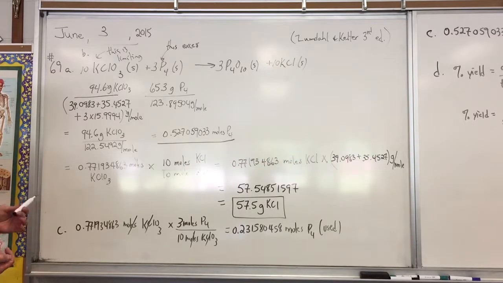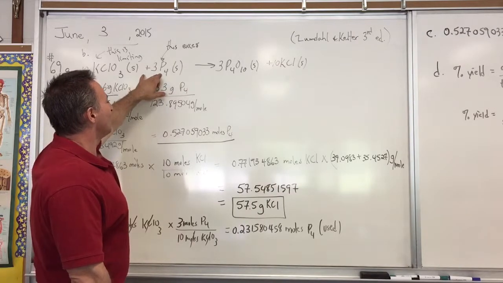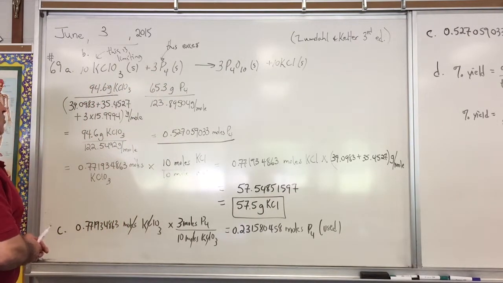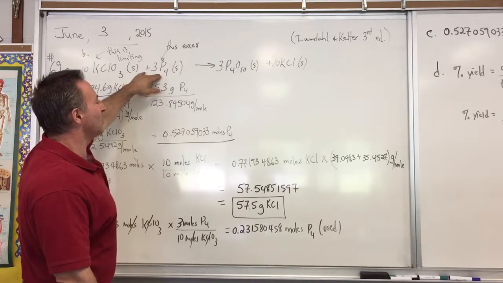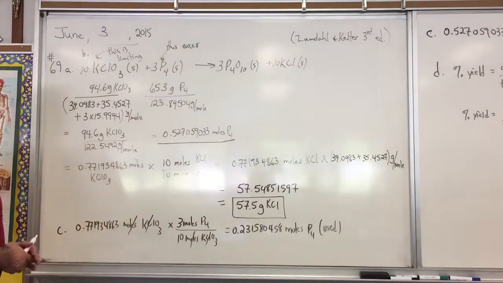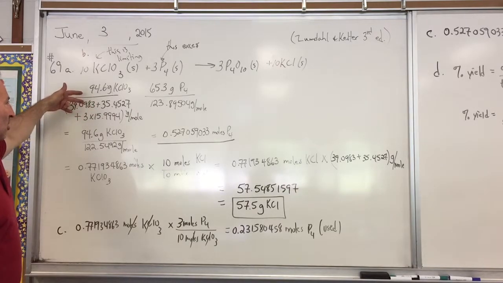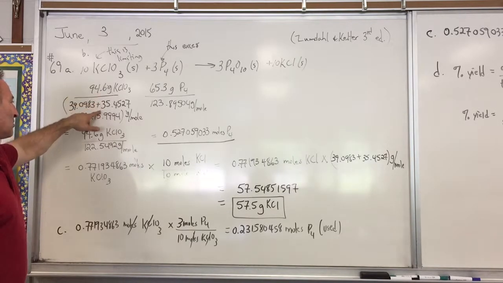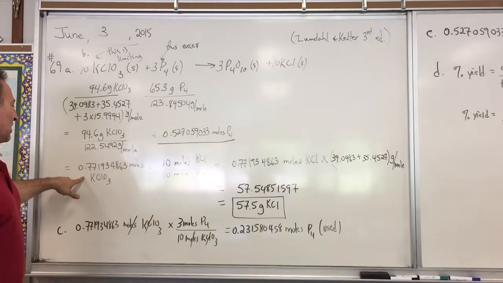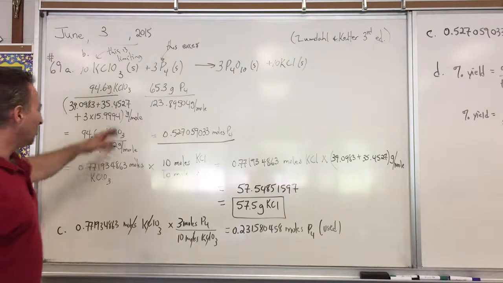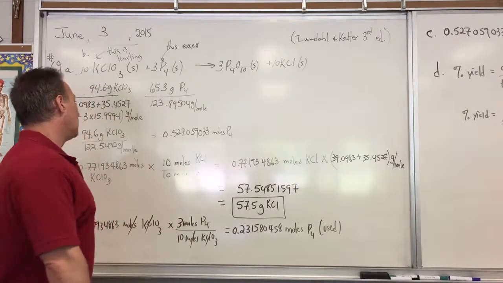The stoichiometry is 10 to 3, which means for every 10 molecules of potassium chlorate, I require 3 molecules of red phosphorus. Or I could say also, for every 10 moles of potassium chlorate, I require 3 moles of red phosphorus. When you do the calculation to find the number of moles of each, we start off with 94.6 grams, we divide by the molar mass of potassium chlorate, and we find that there's 0.77 moles of potassium chlorate. Using the same type of calculation, we find that there's only 0.52 moles of red phosphorus.